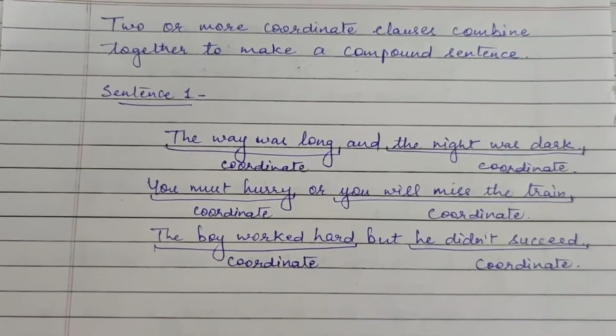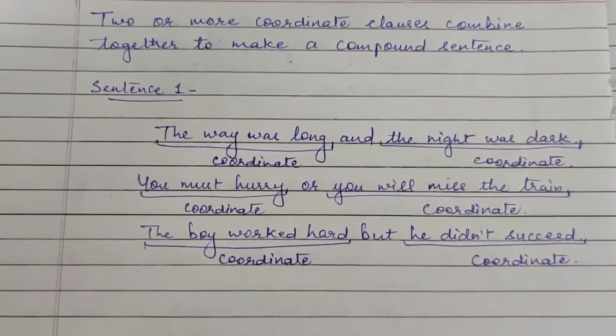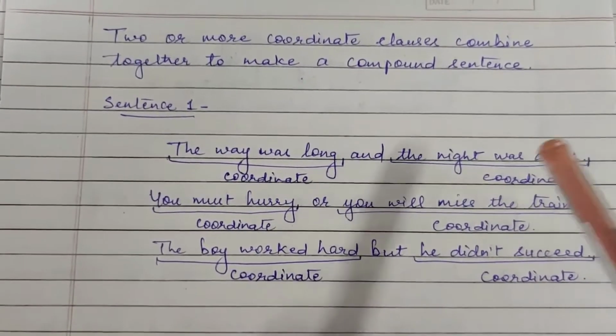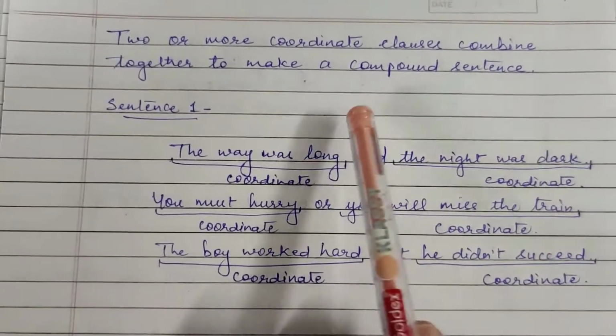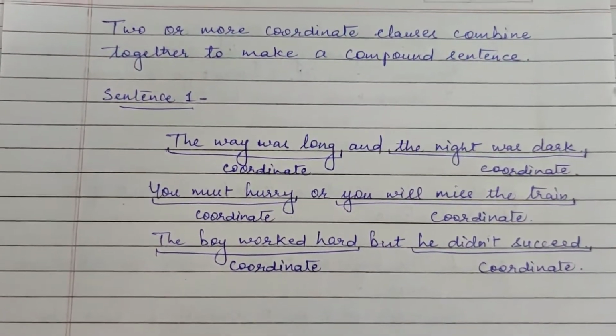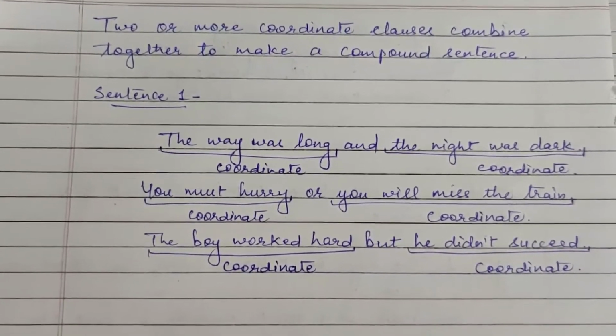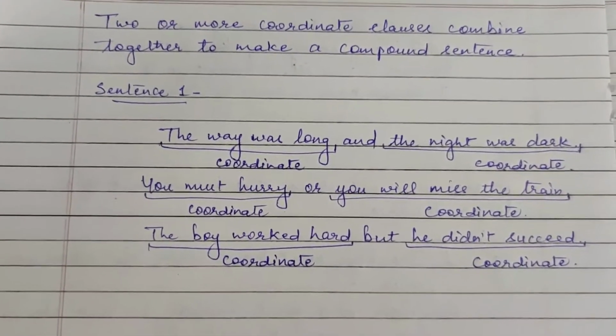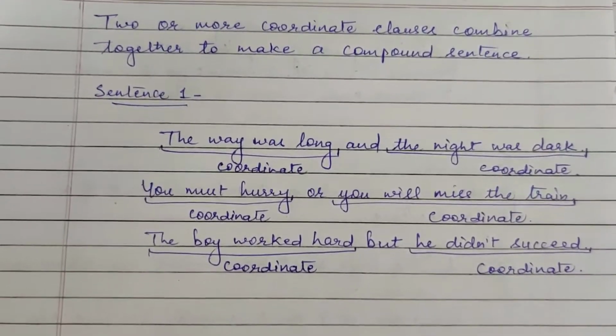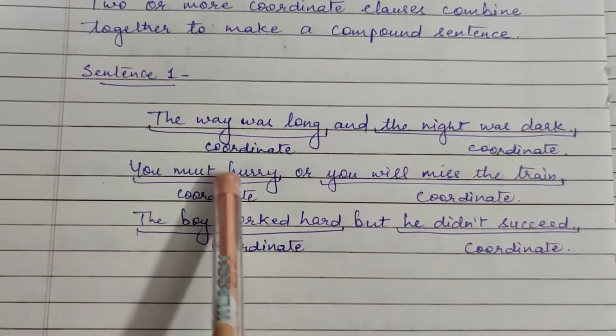So what is the difference between a complex sentence and a compound sentence? Compound sentences are made up of two or more coordinate clauses, whereas a complex sentence is made up of one main clause or principal clause and one or more subordinate clauses. Okay, so look at the sentences here.